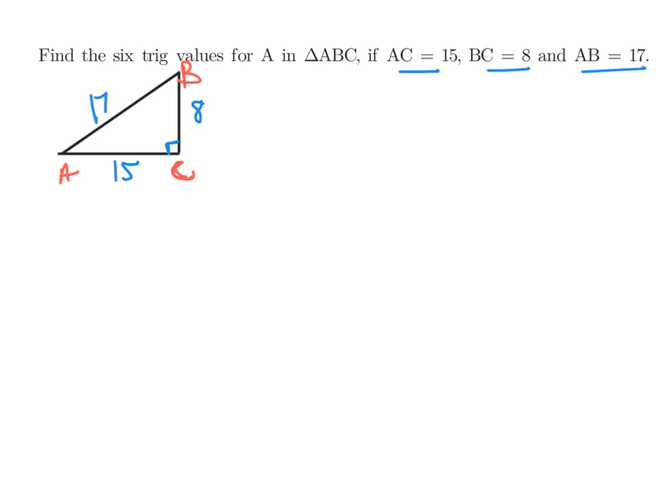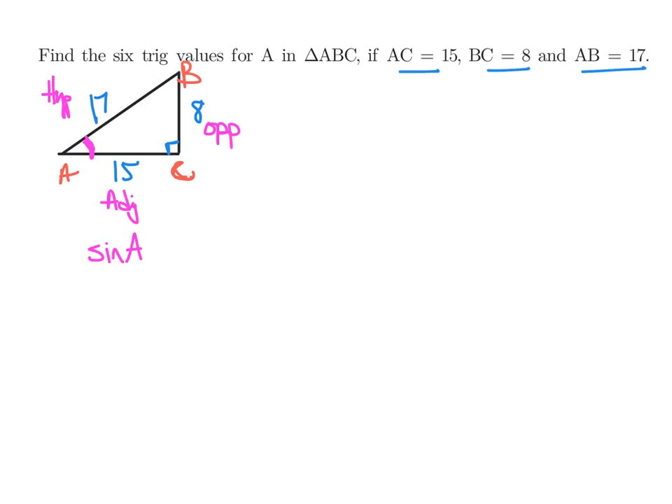Remember that we want to find the 6 trig values for A, so we need to take a look at angle A right here. So 8 is the opposite side, 15 is the adjacent side, and 17 will be the hypotenuse. To find the 6 trig values, we're going to start with sine, cosine, and tangent. You have to write sine of A.